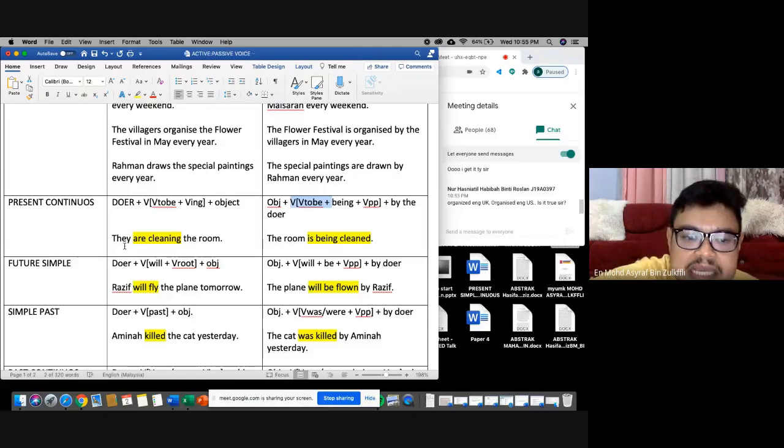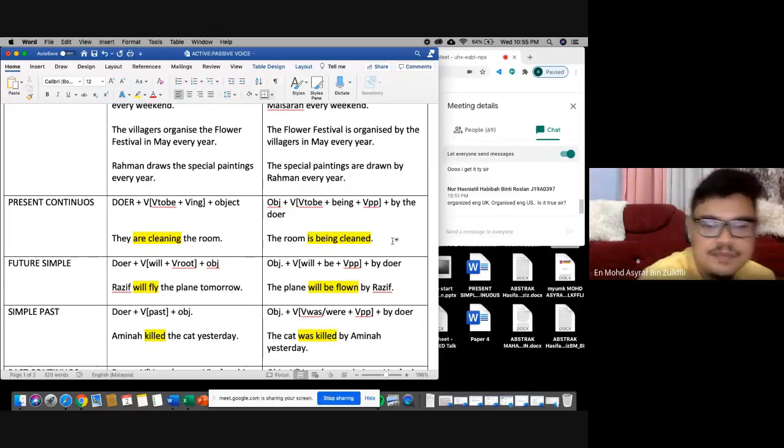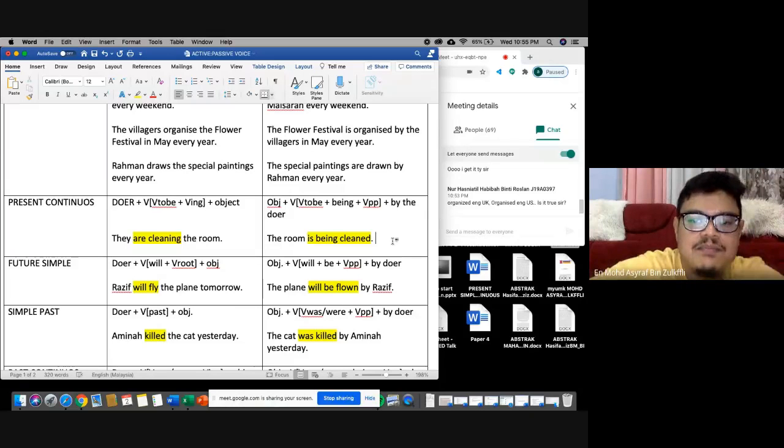Okay, so they are cleaning the room. The room is being cleaned. Right. So here, we're supposed to add by them, right? But sometimes we can omit the doer, because the doer here is not important, right? The room is being cleaned, but we just add lah for the sake of clarity.